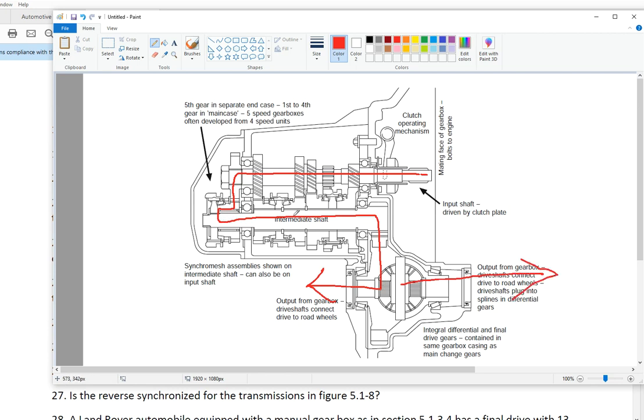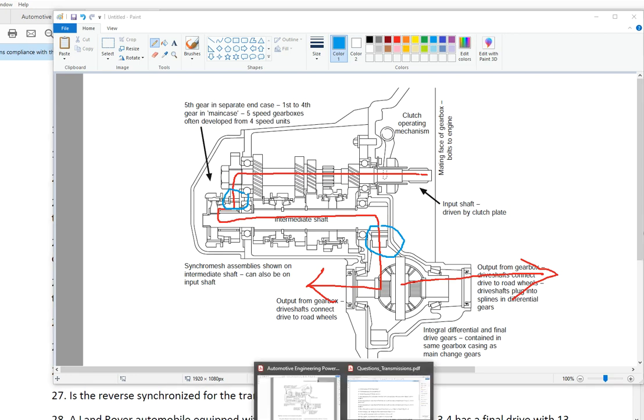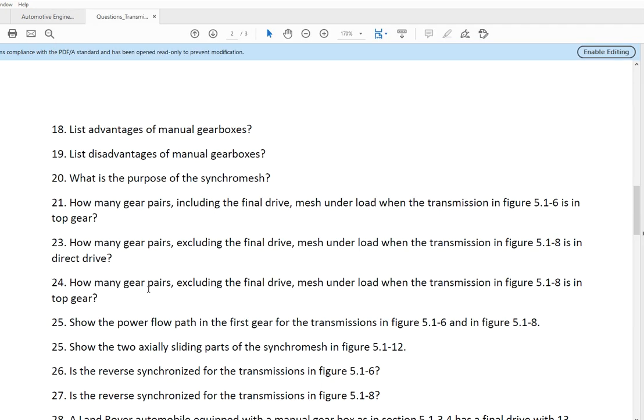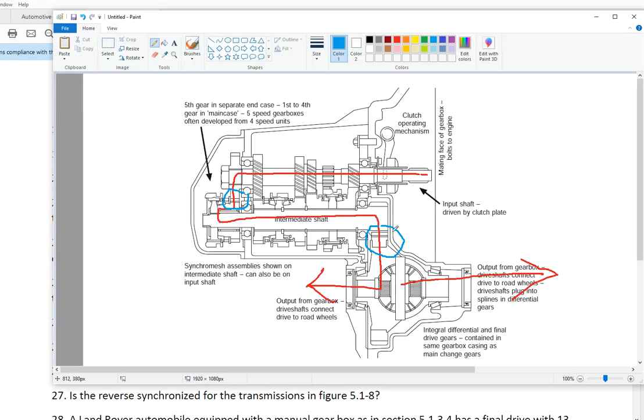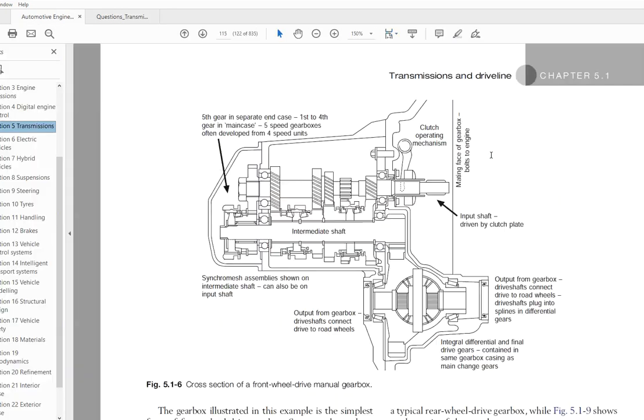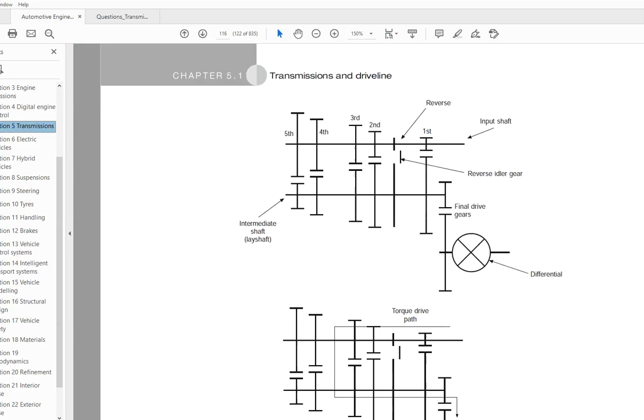Okay, so the answer to the question is, in top gear I have 2 pairs of gears meshing. Okay, next question. How many gear pairs, including the final drive, mesh under load when the transmission in figure 8 is direct drive? We had the final drive shown, so this is the final drive, but on the other figure the final drive is actually not visible, so we need to account for that too.